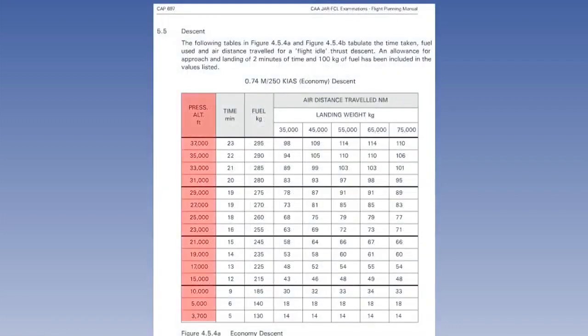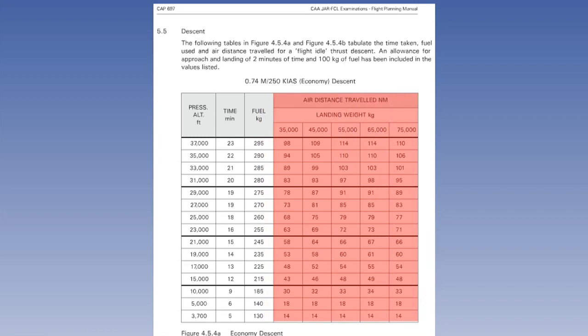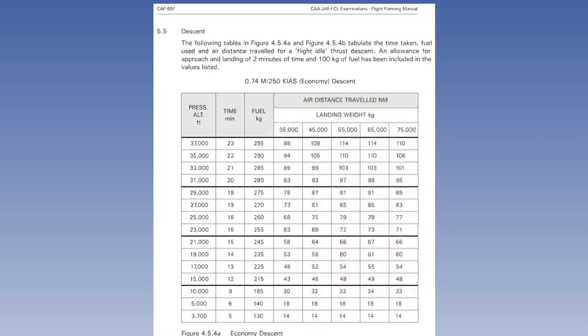Enter the table with the top of descent pressure altitude. Read off the time taken for the descent in minutes, the fuel used, and, in the appropriate estimated landing weight column, the air distance travelled. We will do an example using figure 454A.